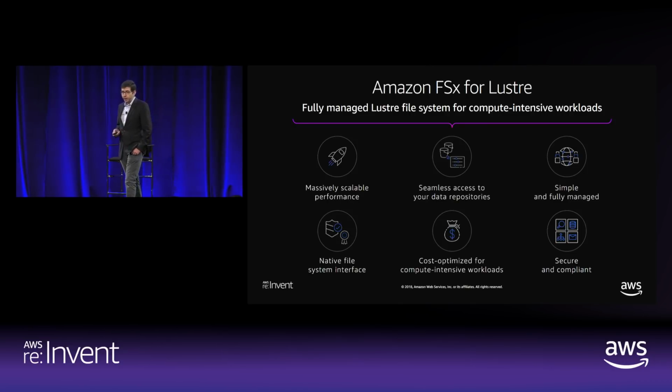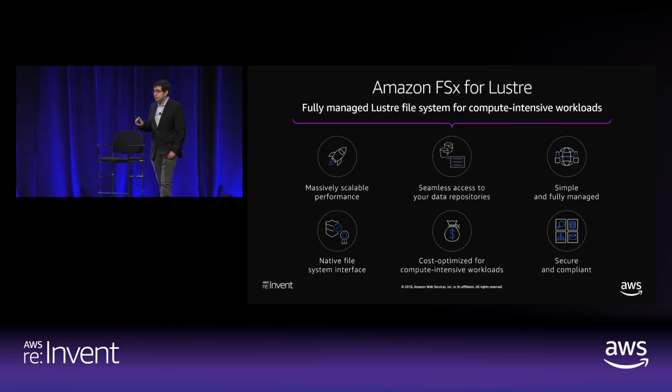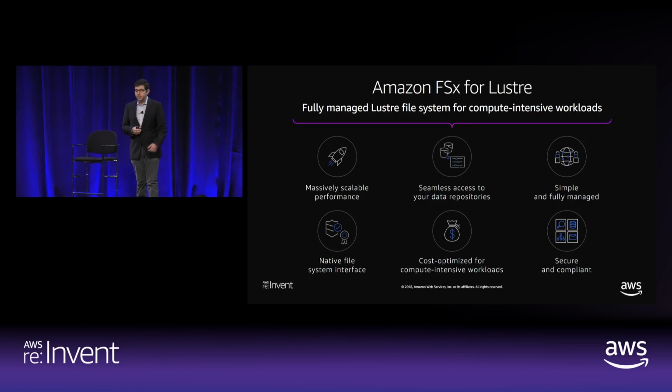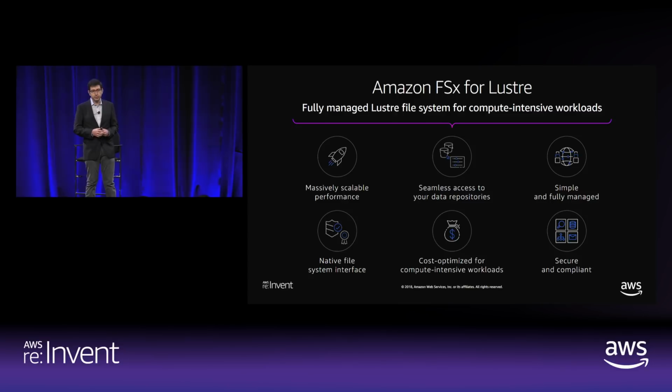And with FSx for Lustre, there's really 6 key benefits that we're providing. And I'll go through each of these. But it's massively scalable performance, seamless access to your data repositories, so you can link your file system to your long-term data stores. It's simple and fully managed. It provides a native file system interface. It's cost optimized for compute-intensive workloads, and it's secure and compliant. So let me talk about each.